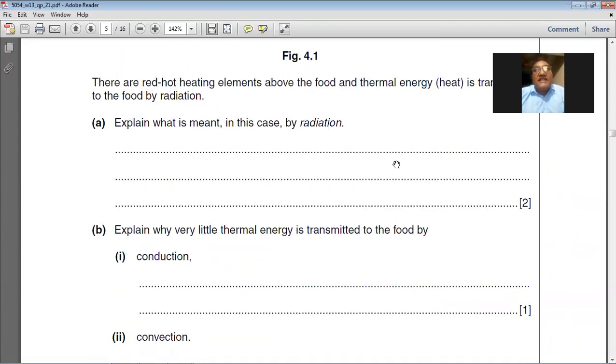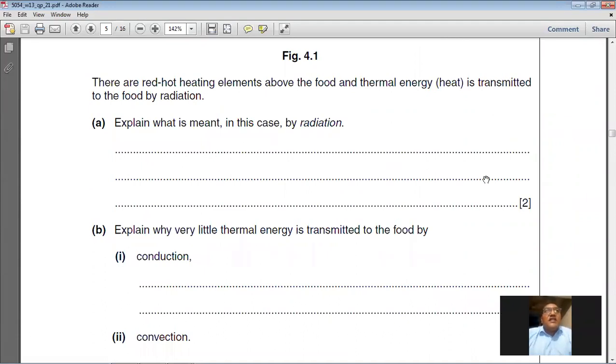He says the first question is, there are red hot heating elements above the food and thermal energy is transmitted to the food by radiation. Explain what is meant in this case by radiation. In this case, the word radiation means the transfer of heat by the infrared rays. Radiation here means the transfer of heat by the infrared rays.